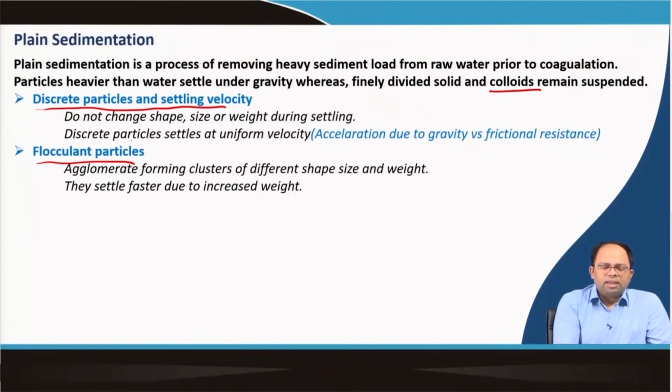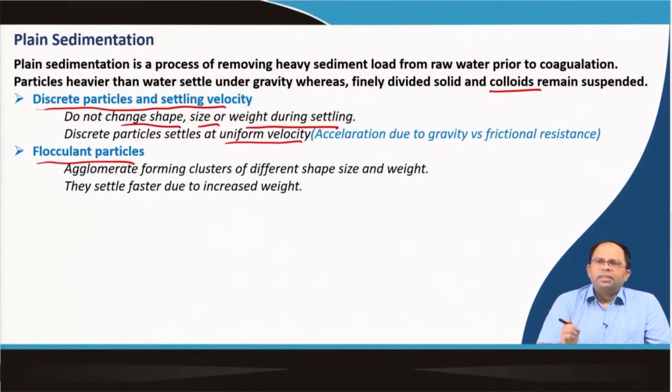So, discrete particles do not change shape, size or weight during settling. When they are settling, their size, shape, everything remains the same, they just come down. A discrete particle settles at uniform velocity because it is not changing any shape or weight. So, usually the velocity of settling is more or less the same. That velocity is very important.